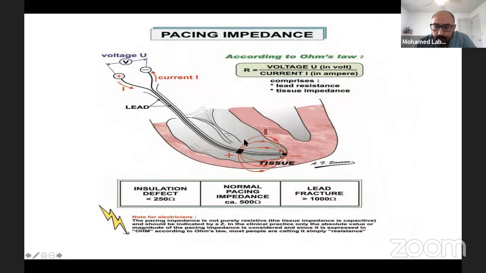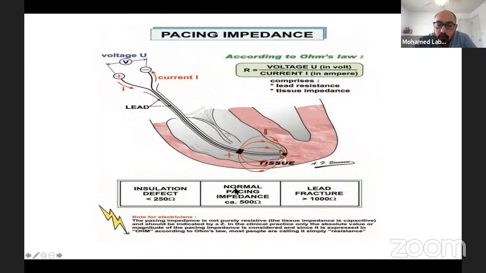This is a more zoomed in view of how bipolar pacing happens. It's from the tip to the ring, from the cathode to the anode. An important pacing concept comes from Ohm's law. Ohm's law says that resistance is equal to voltage divided by current, and that gives you the impedance or the resistance. The resistance is a combination of resistance in the lead and resistance in the tissue.